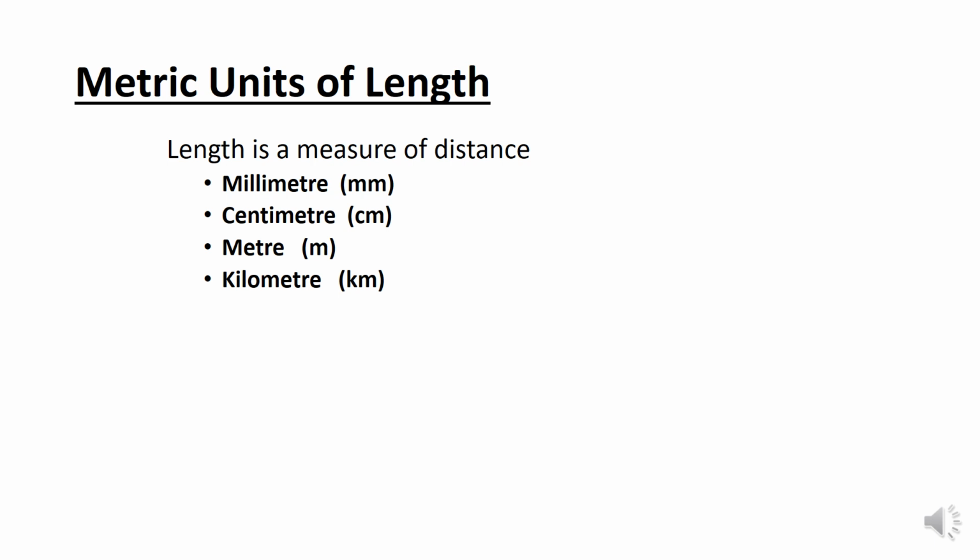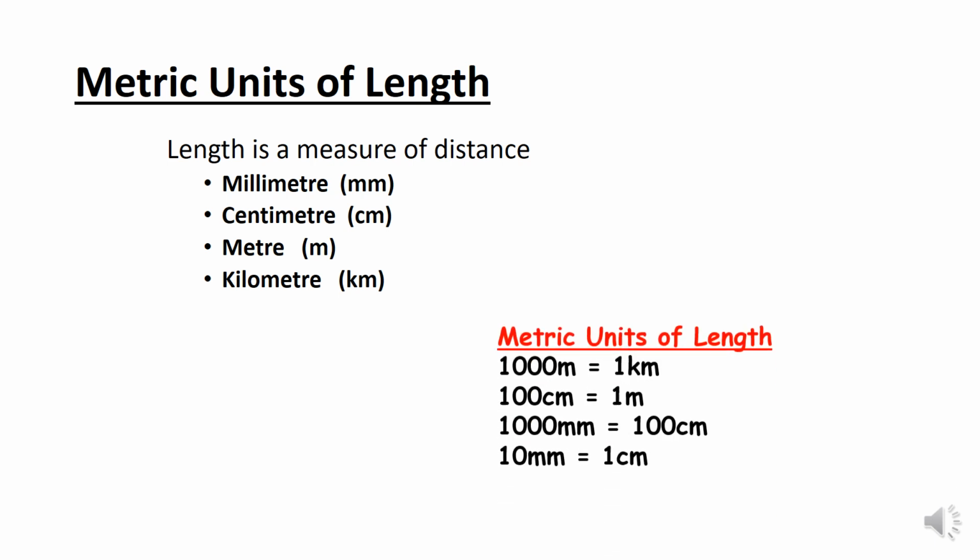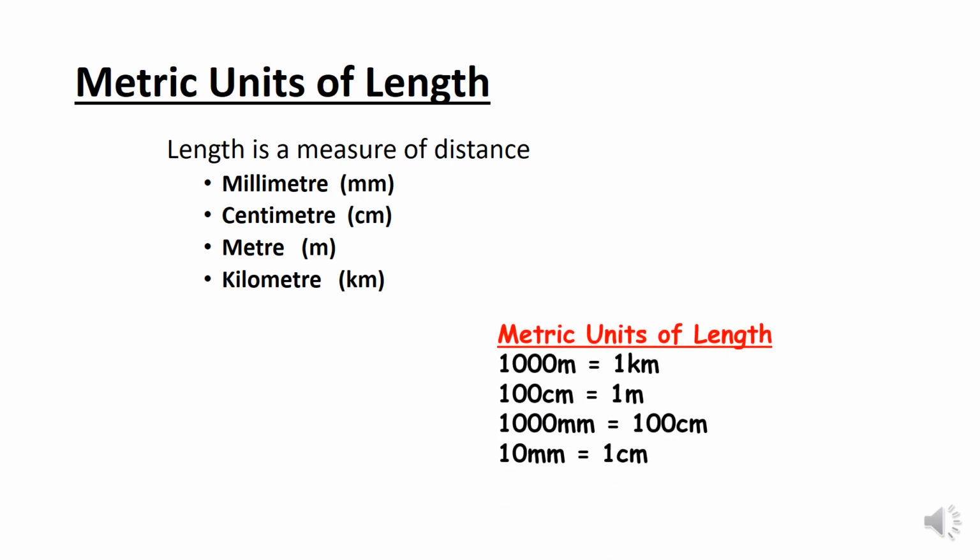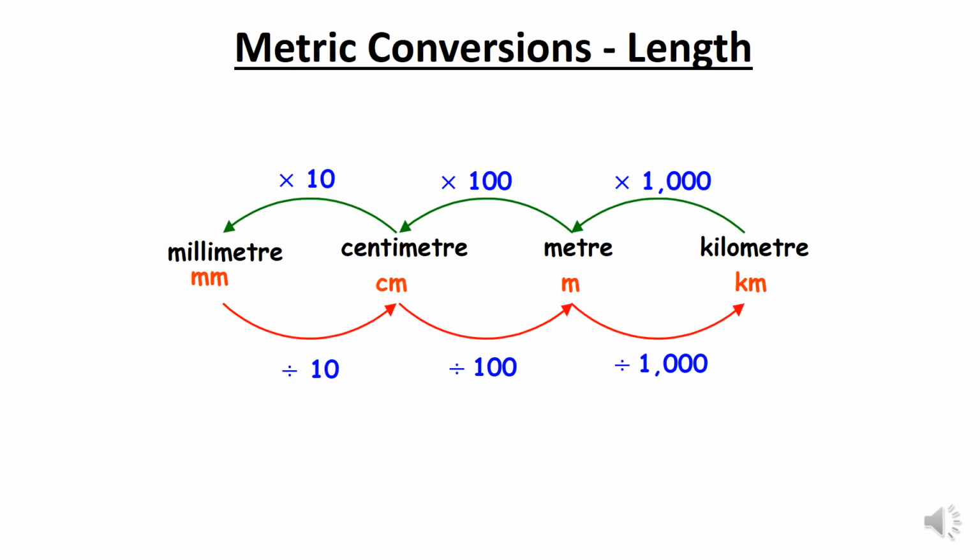Okay, we're dealing with metric units of length, and these are very important ones here on the right side. If you have a look, the metric units of length, these conversions are very important. So what we should know is 1,000 meters is 1 kilometer, 100 centimeters makes 1 meter, 1,000 millimeters is 100 centimeters, and 10 millimeters is 1 centimeter. So I want you guys to copy this down somewhere, because it will come in handy throughout this lesson and potentially the following lesson as well. So just copy those down. Now, moving on.